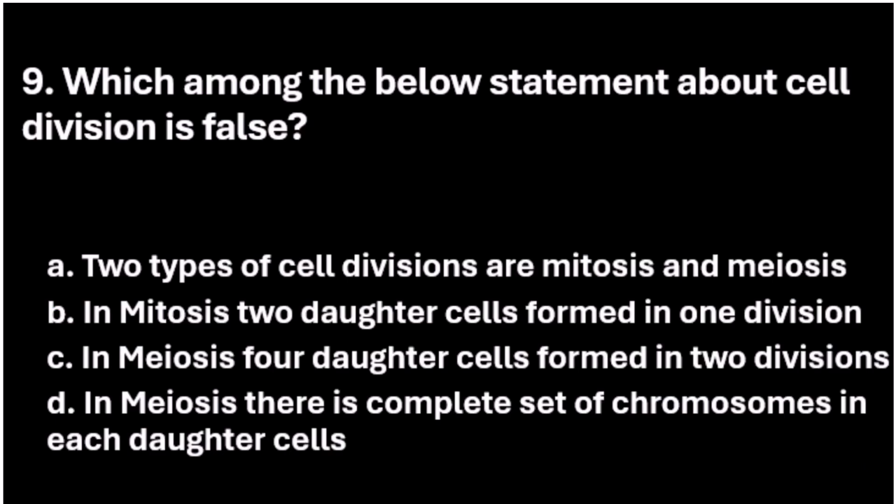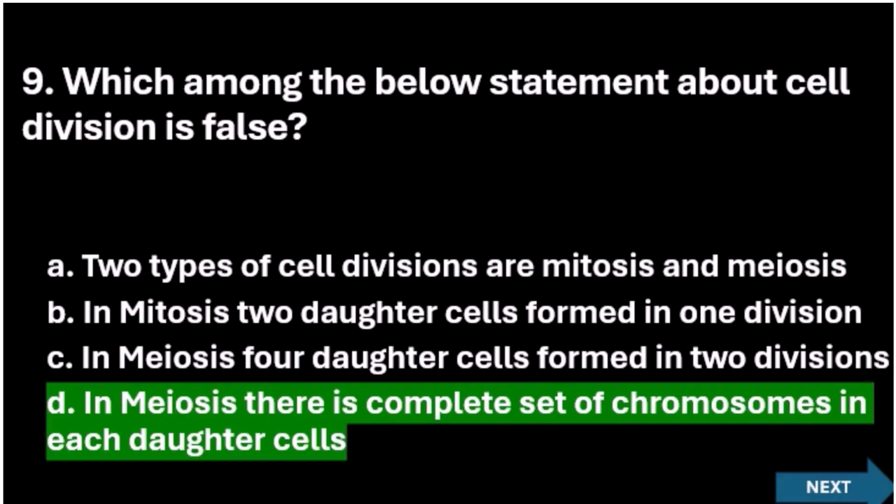Next question. Which among the below statement about cell division is false? Option A, two types of cell divisions are mitosis and meiosis. Option B, in mitosis, two daughter cells formed in one division. Option C, in meiosis, four daughter cells formed in two divisions. Option D, in meiosis, there is complete set of chromosomes in each daughter cells. The false statement is option D. All other three statements are true regarding cell divisions.